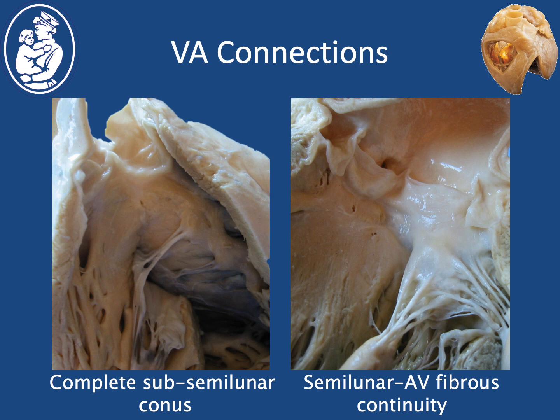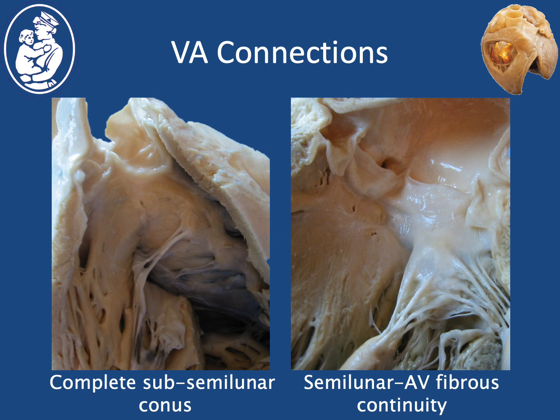We can have a complete subsemilunar conus, as illustrated in the panel on the left here. In this case, the pulmonary valve, or the semilunar valve, is above, and the tricuspid valve is seen below, and these are separated by a band of muscle, infundibular or conal muscle, seen here. This is a complete ring of muscle below this pulmonary valve that includes free wall as well as septum.